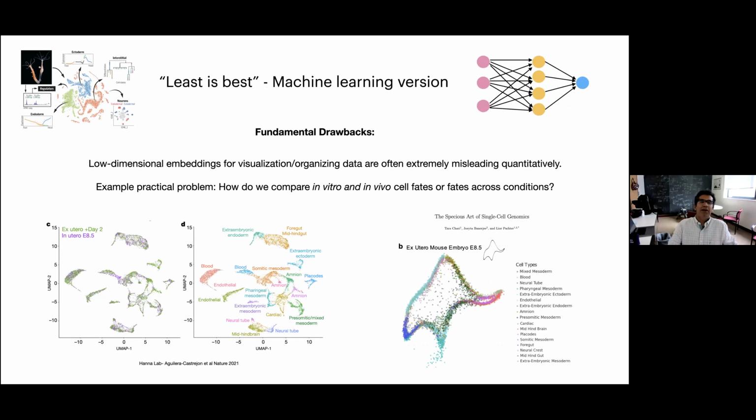The second fundamental drawback is that we often take this kind of high dimensional data and use it for visualizing or organizing data in low dimensions. We often try to visualize it in low dimensions because that's how humans think. And I think Lior Pachter's group has been going around on Twitter over the last month, talking about the dangers of using these low dimensional visualizations to make quantitative inferences, like how close are two different cell types to each other, one that you create in vitro and one you create in vivo.